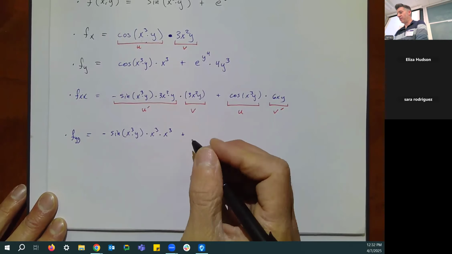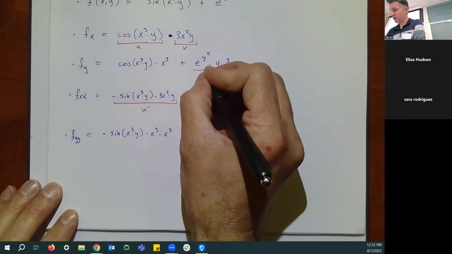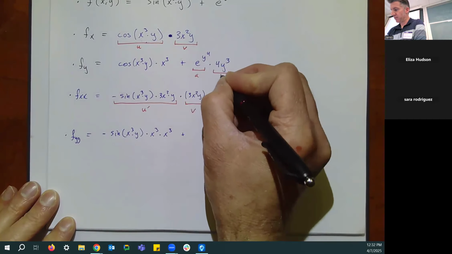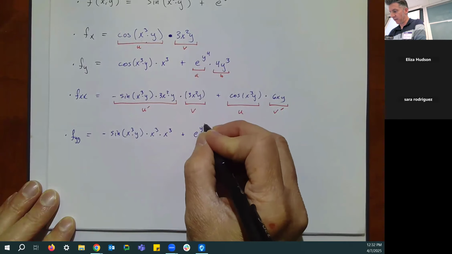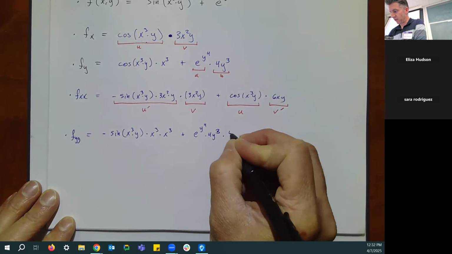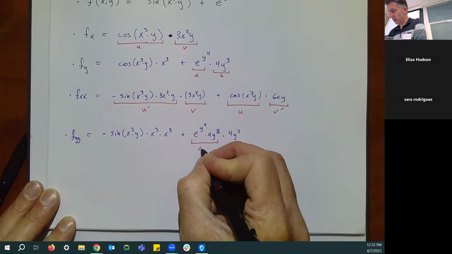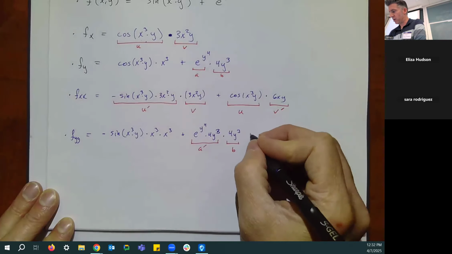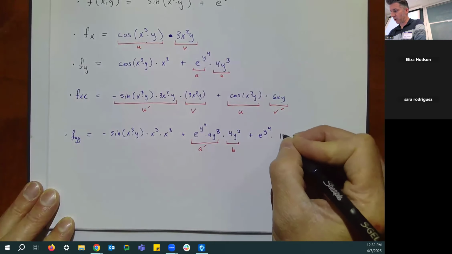For the second part, we do have to use the product rule because you have an e to the y to the fourth, and you have a 4y cubed. Let's call them a and b. So the derivative of e to the y to the fourth is once again e to the stuff times the derivative of the stuff. Leave the other stuff alone. That's your a prime times b, and then we switch it up. We go the other direction. We leave a alone, multiply by the derivative of b, which is 12y squared.